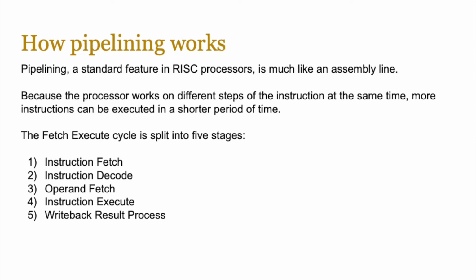Let's now look at how pipelining works. We mentioned pipelining a moment ago. Well, pipelining is something that RISC processors do very well and CISC processors don't do much of at all. Saying that, modern CISC processors are often hybrid processors and they can also tackle pipelining, but we'll leave that for now. So pipelining is basically a standard feature in RISC processors, and it's much like an assembly line.